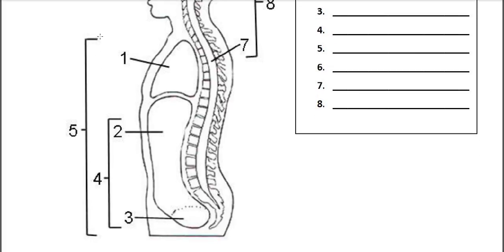Number 5 here, which includes all of these other, is the ventral cavity, and that includes number 1, the thoracic cavity, which is where your lungs and heart will be. It also includes number 4, the abdominopelvic region. And the abdominopelvic region is very self-explanatory because it includes the abdominal cavity, or the abdomen, and the pelvic or pelvis cavity down here at number 3.